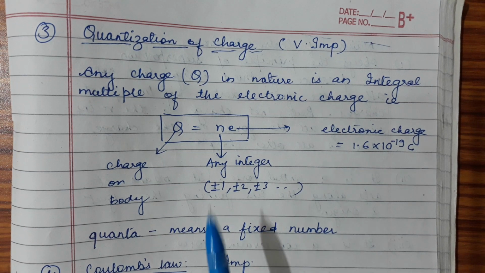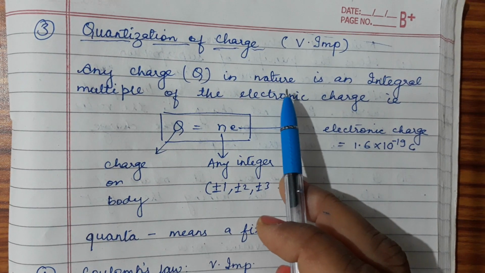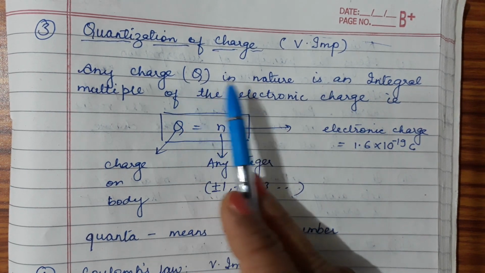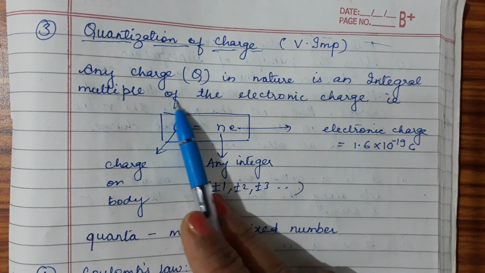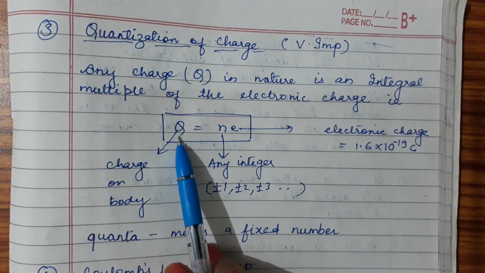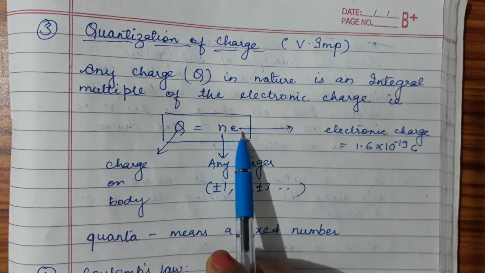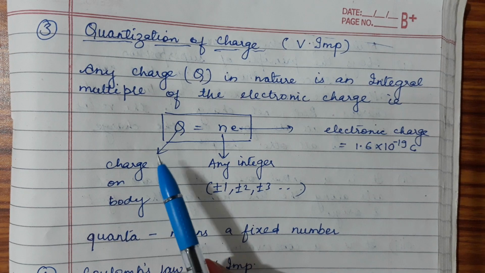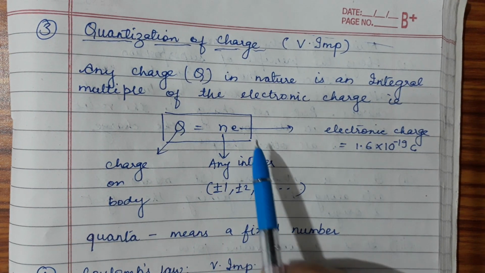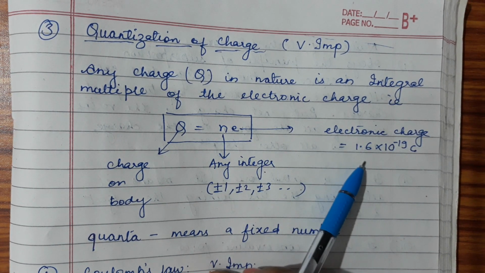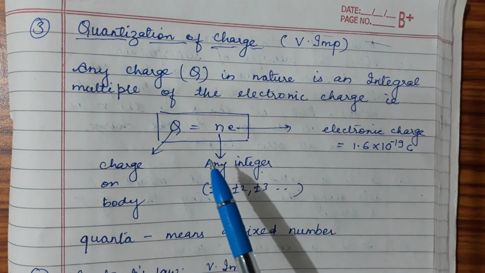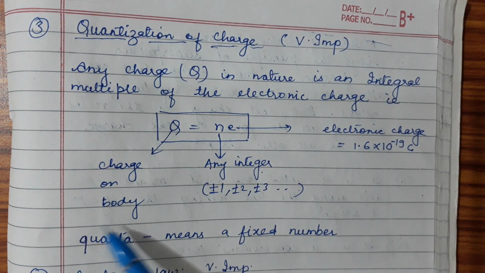Next property is quantization of charge. It is a very important property. So let us see. Any charge Q in nature is an integral multiple of the electronic charge. Mathematically we can write it as Q = ne. Q is the charge on a body or object, n is any integer, and e is the electronic charge, whose value is 1.6 × 10^-19 coulomb.